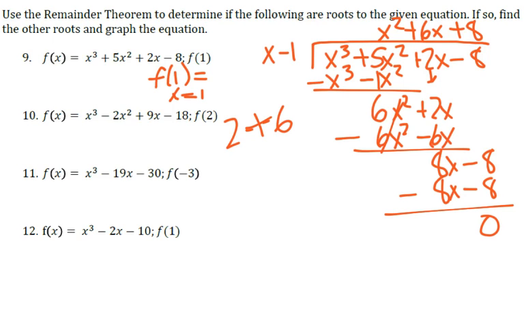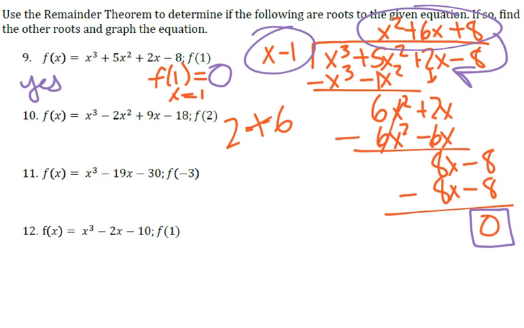Okay, so the remainder theorem basically says whatever this number is right here, that's what f of 1 is going to be equal to. That's really all it's talking about. Okay, since it's 0, we know that that means it is a root. So yes, this is a root. Okay, so then we can use that to find the others, right? We know now this times this is going to equal this. So I can write it, x minus 1 times x squared plus 6x plus 8.